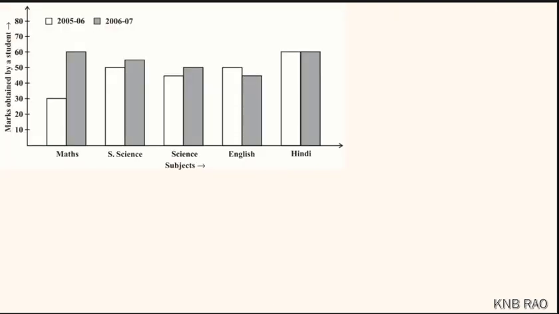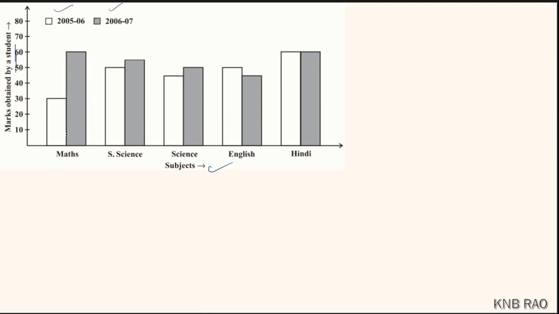Here is the double bar graph. Now students, again same rules, watch carefully. Subjects are given on the x axis, marks obtained by one student given on the y axis. So white represents 2005-6. Let us say when you are in 7th standard, white; when you are in 8th standard, maybe this brown color or grey color, okay, grey color.